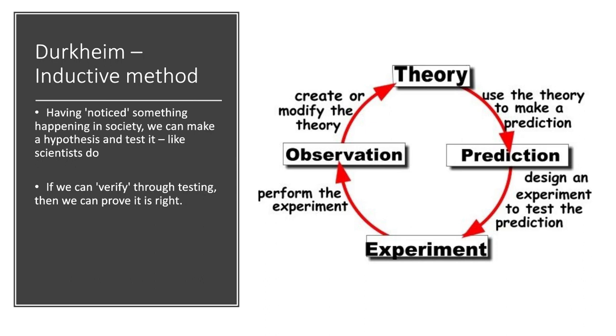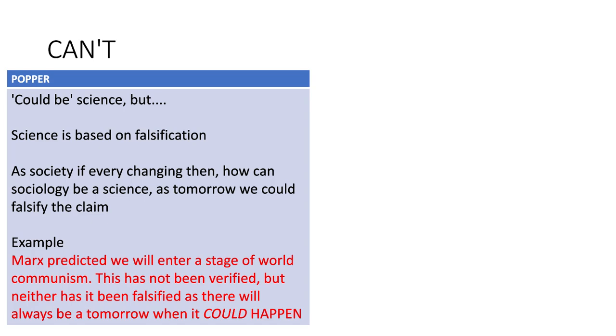Now, the big problem with that comes from the people who say you can't. What's interesting with this "can't" is that it's based on the idea that it's possible. It is actually possible to study sociology scientifically, but the problem is it can't, because it doesn't hit certain things that science has to do. So Karl Popper said that it could be a science, but science isn't based on verification, it's falsification.